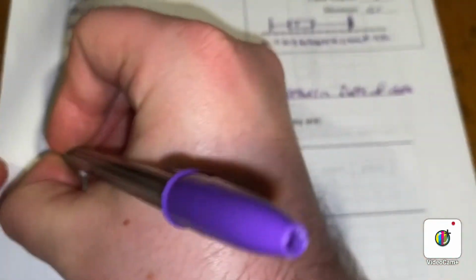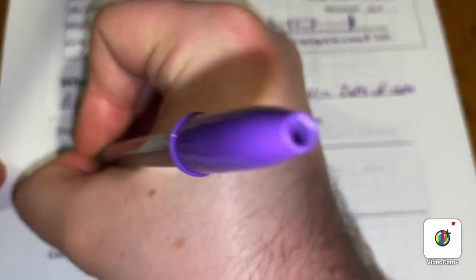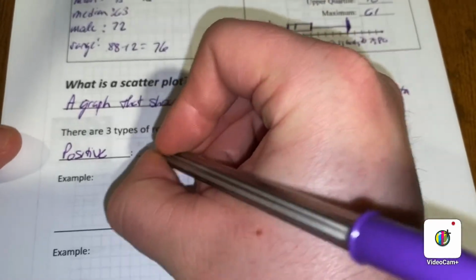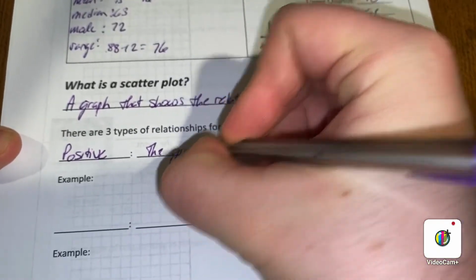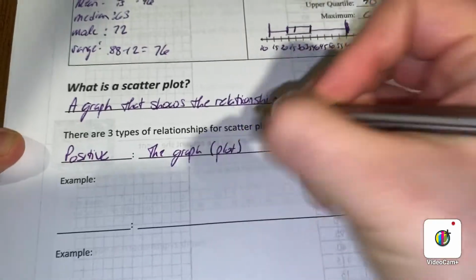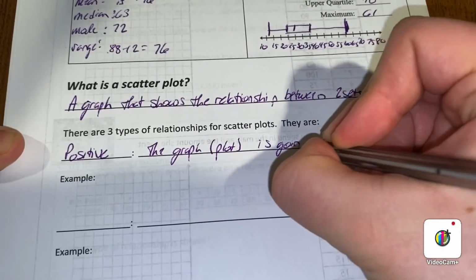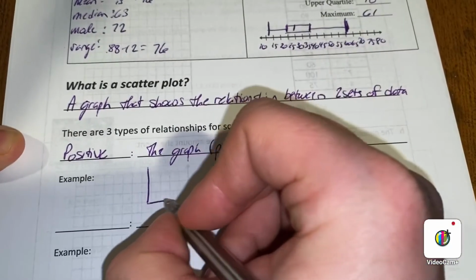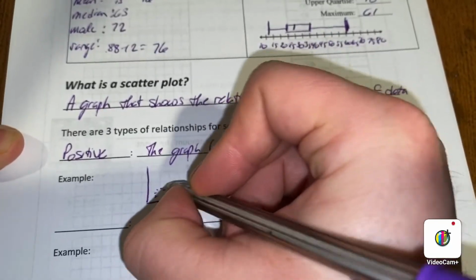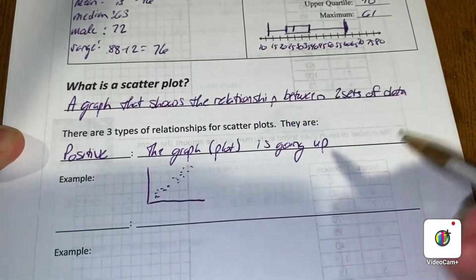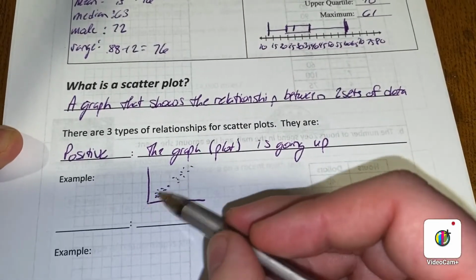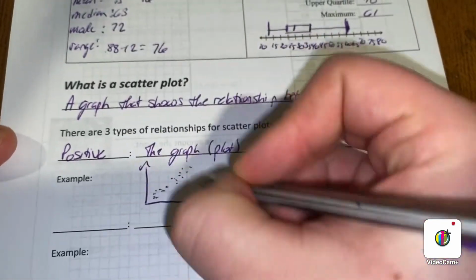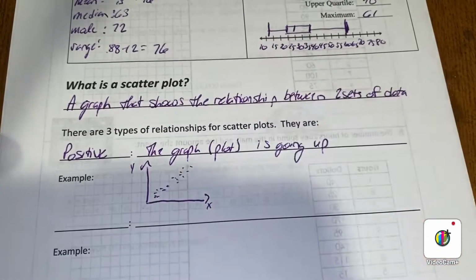So the first one is positive, which would mean the graph or the plot is going up. So it looks like this. So here's my graph. Like that. See how the line's kind of going up? All the different scatter plot points are going up. So here's my y-axis, here's my x.